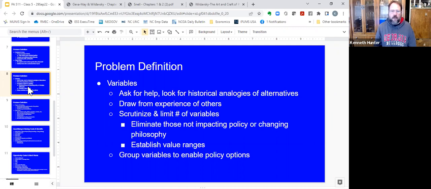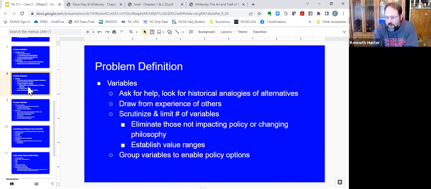However, it's also important that when you're factoring in these variables that could have an influence on the success or failure of policy, you scrutinize them and try to limit them to the most likely. It's very easy to fall down a rabbit hole when it comes to looking at variables, because anything's possible, anything can happen. You really want to focus on those that are really pertinent to what you're looking at.